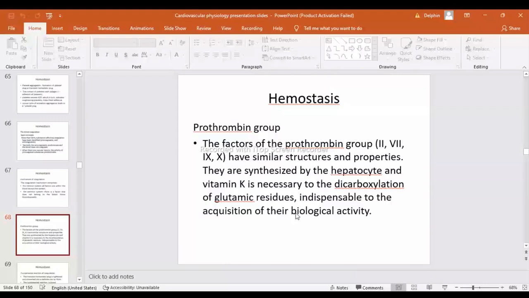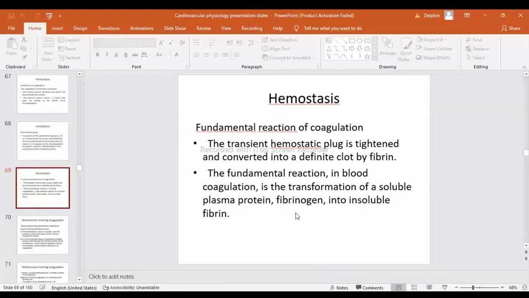And the fundamental reaction of coagulation, remember, first of all, we have the transient hemostatic plug, increased by and converted into a definite and final clot by fibrin. The fundamental reaction in blood coagulation is the transformation of a soluble plasma protein, fibrinogen, into insoluble fibrin.